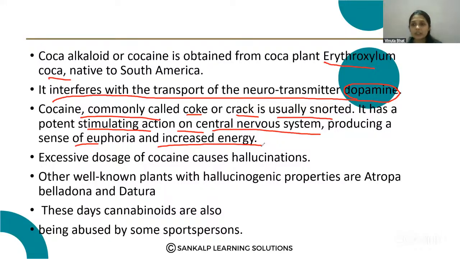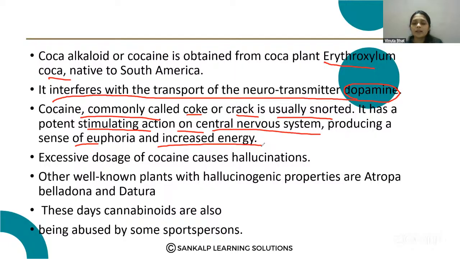So why do people use cocaine? Because of a temporary hallucinating effect, due to the high euphoria and increased energy level. Actually it is not increasing the energy, but it feels like that. So it gives happiness, but it is temporary, not permanent. It is the hallucinating effect, and because of this they use these drugs.